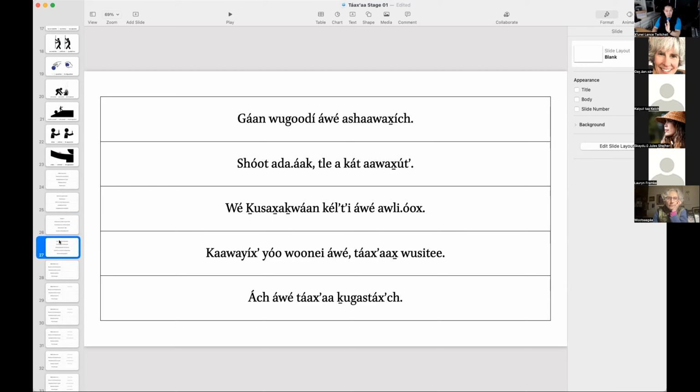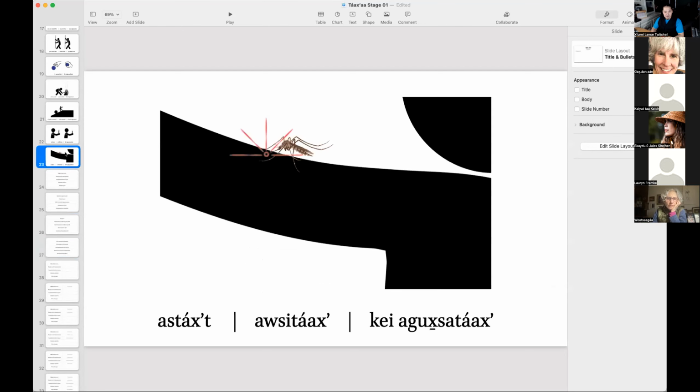Thoughts or questions before we start looking at it line by line? Táax'aa, does that mean one who bites and comes from the same root as the verb? And then the S classifier is for an insect to bite. But it's not called Táax'aa, it's called Táax'aa.